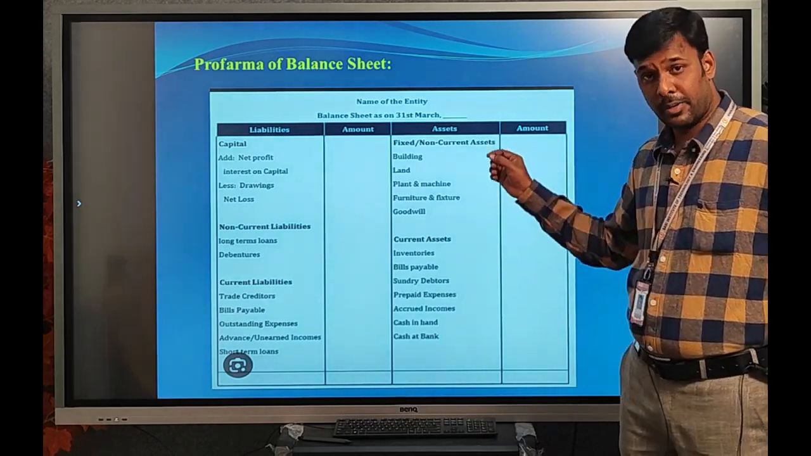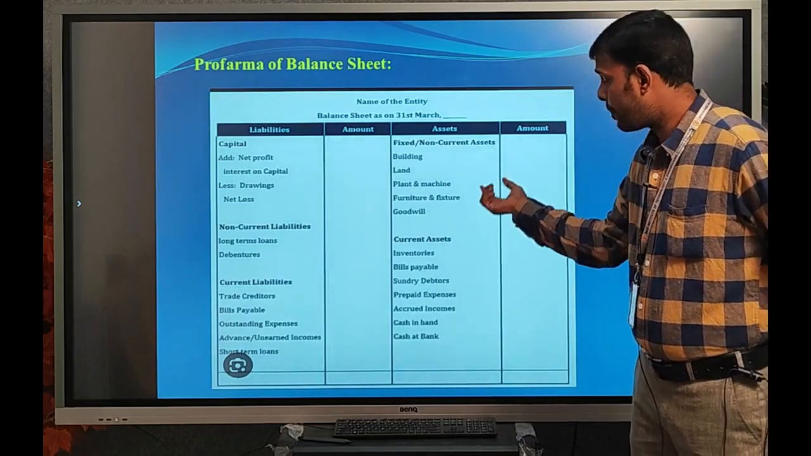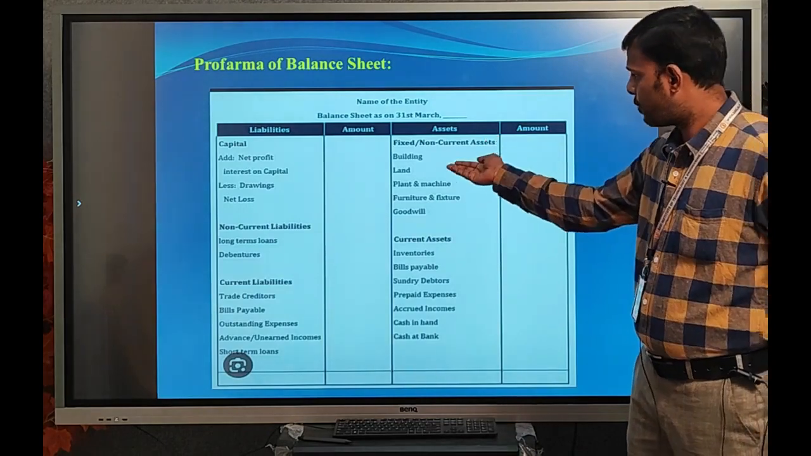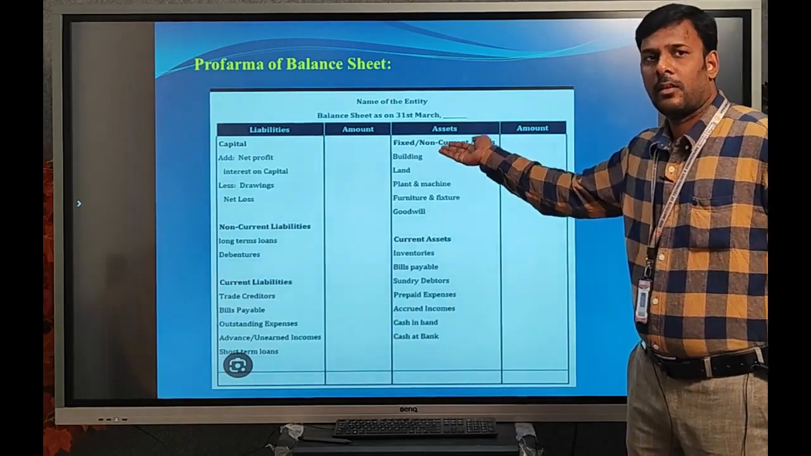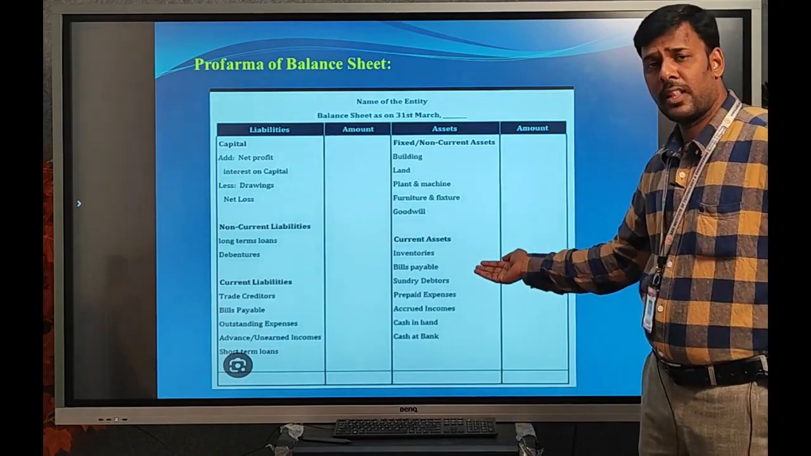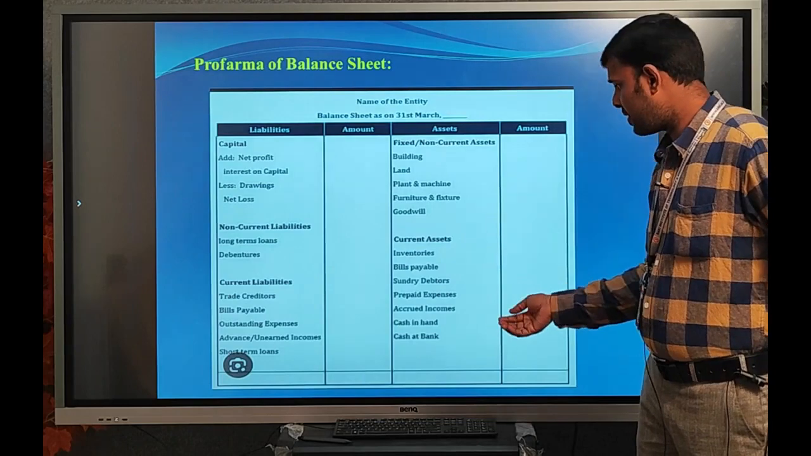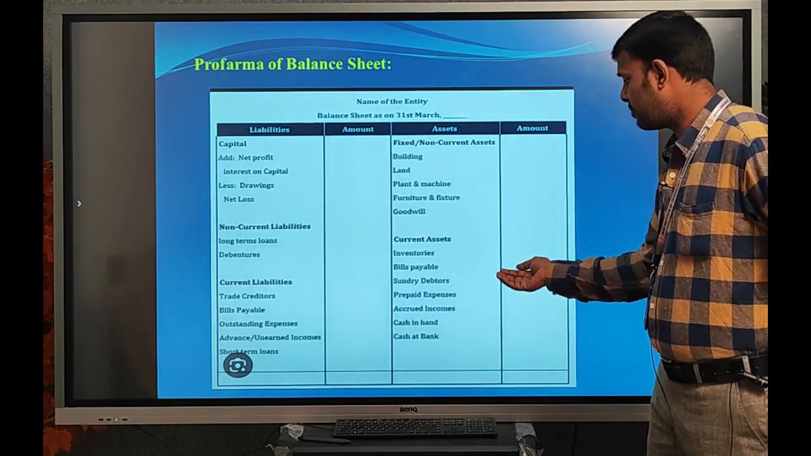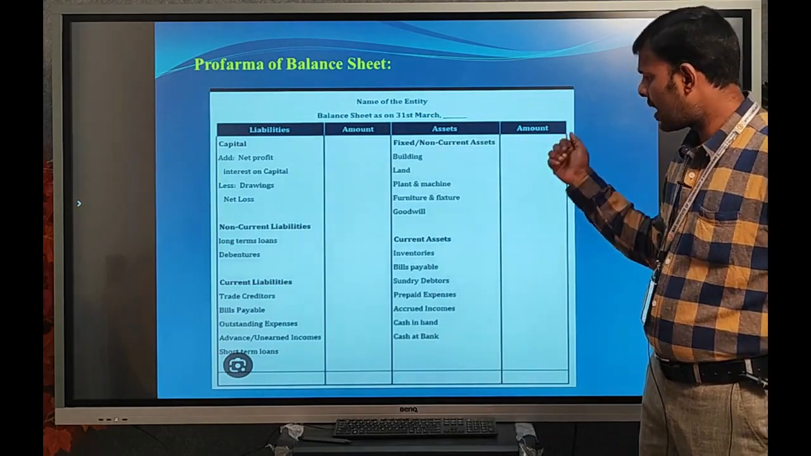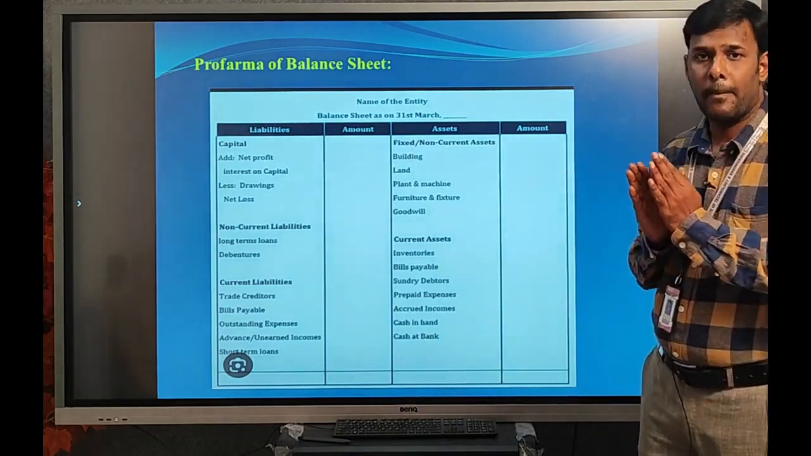And we may have depreciation on buildings, on land, on plant and machinery. If we have depreciation, we need to deduct it from the fixed assets value. And current assets include inventory, bills receivable, sundry debtors, prepaid expenses, accrued incomes, cash in hand and cash at bank. All this comes under current assets. So the balance sheet balances should also match.